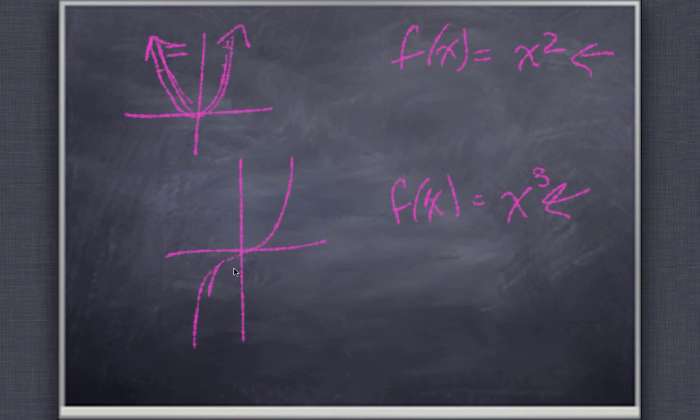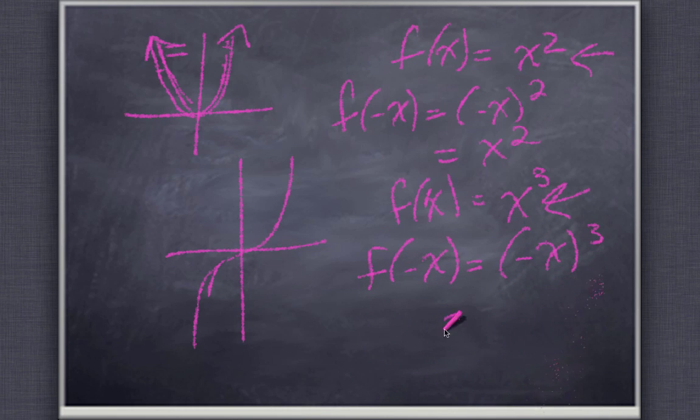x cubed symmetric over the origin. Okay, to prove it algebraically, f of negative x is negative x squared, which is x squared again. f of negative x cubed is negative x cubed. So if it's an even function, then when you plug in negative x algebraically, you'll get f of x back again. Visually, it's symmetric over the y-axis. An odd function, if you plug in negative x algebraically, you'll get negative f of x, and visually it's symmetric about the origin.